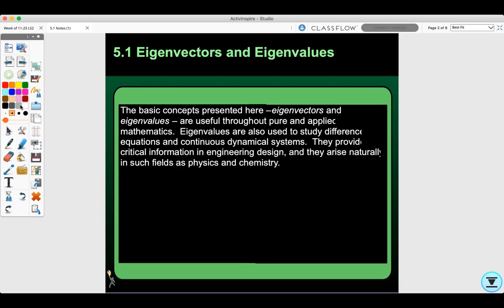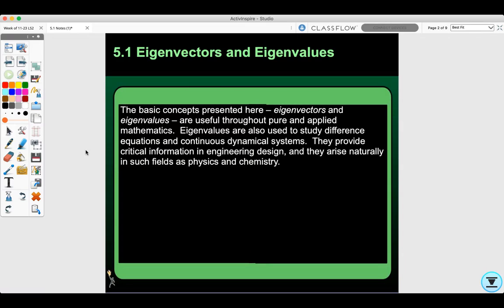Today we're doing section 5.1, Eigenvectors and Eigenvalues. The basic concepts presented here, eigenvectors and eigenvalues, are useful throughout pure and applied mathematics. Eigenvalues are also used to study difference equations in continuous dynamic systems. They provide critical information in engineering design, and they arise naturally in such fields as physics and chemistry.